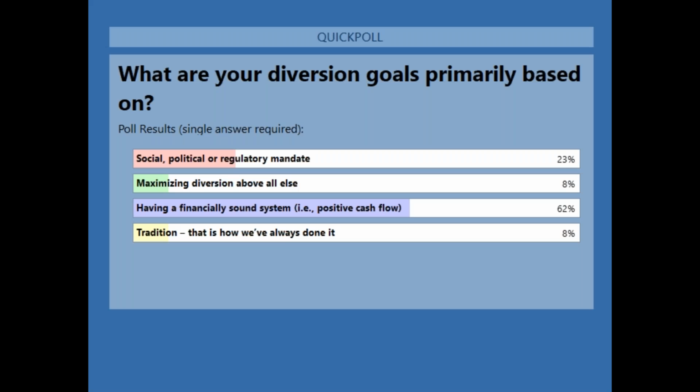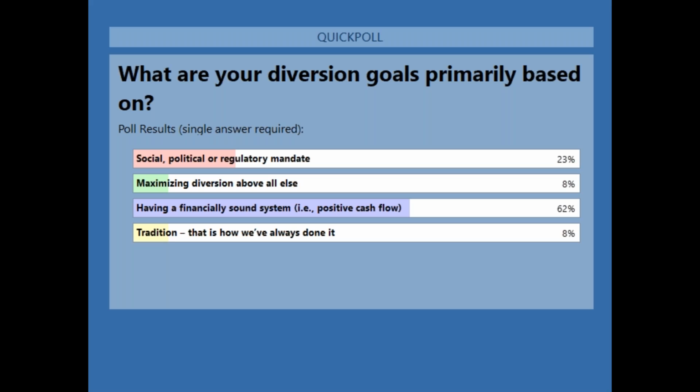So today, 23% of us say that our diversion goals are primarily based on social, political, or regulatory mandate. 8% are focused on maximizing diversion above all else. 62%, so a large majority, are focused on having a financially sound system. And then 8% are just basing their goals on tradition, how they've always done it.